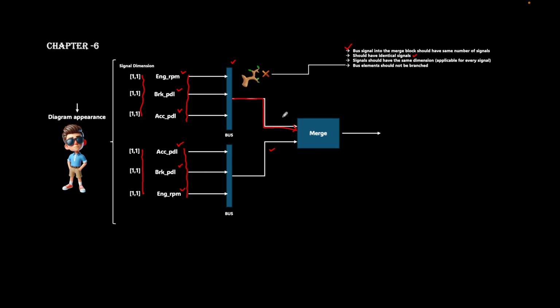The main objective over here is, suppose the bus 1 signals are not active, then bus 2 will work. If bus 2 is not active, then bus 1 will work. That is how the merge block works. And if both the signal criteria are not the same, it will create a conflict. So this is about the diagram appearance.